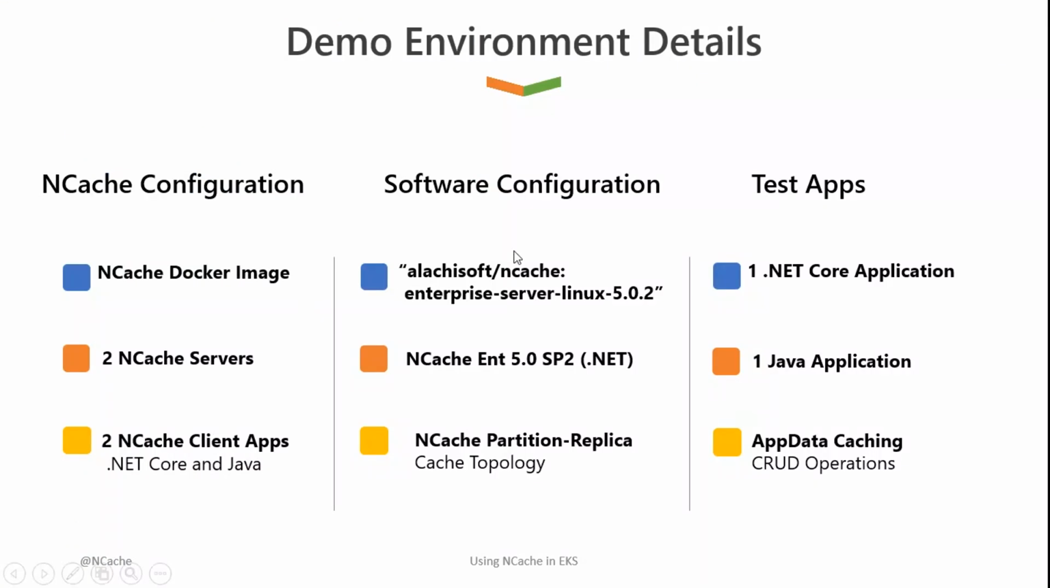Coming back to the parameters, the image that will be used has the NCache Enterprise 5.0 SP2 edition with a .NET Core installation. The clustered cache that we will be creating will use the partition of replica topology. The two test applications that will be used are as follows. We have one .NET Core application and one Java application. And in both cases, we will be showing the app data caching aspect of NCache. We will start off with 2 NCache servers and then increase that number to 3 to demonstrate that we can make dynamic changes in the NCache cluster state without affecting client performance.